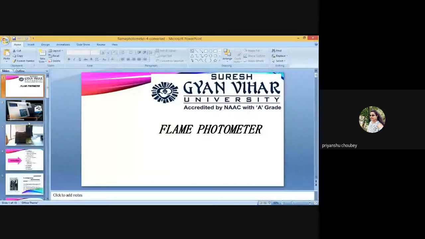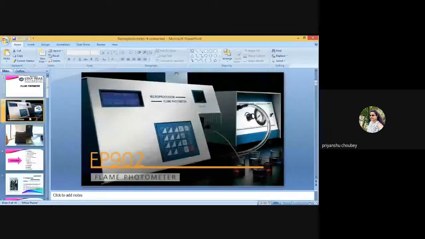Flame photometer, flame emission spectrometer. Atomic emission spectrometry using a flame photometer has been extensively used for the estimation of the alkali metals, meaning sodium and potassium, and alkaline earth metals, meaning calcium and magnesium, in soil, plant and water samples.